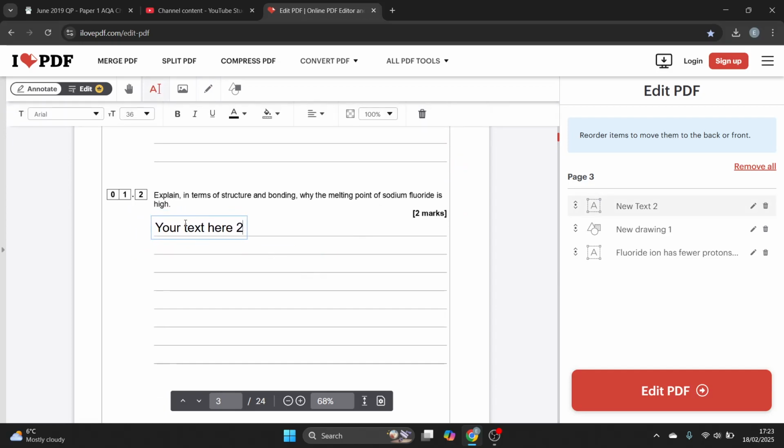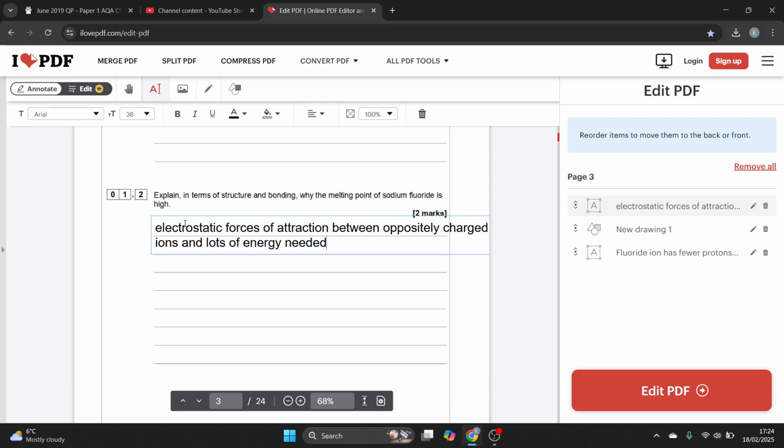Experimental restriction and bonding. Another point for sodium fluoride is high electrostatic forces of attraction between oppositely charged ions and lots of energy needed to overcome these forces.